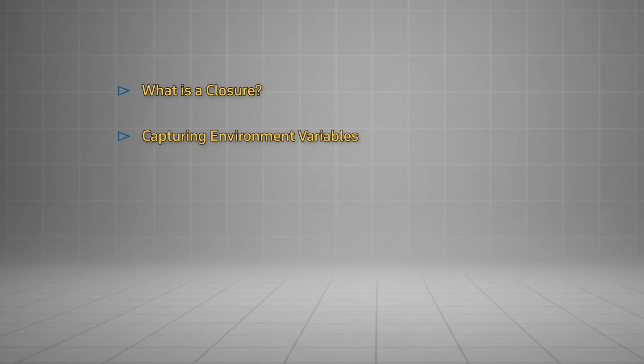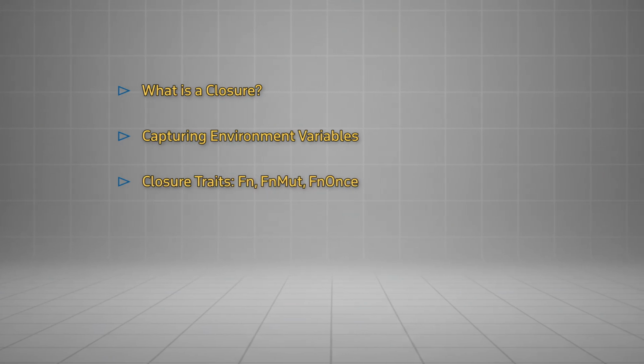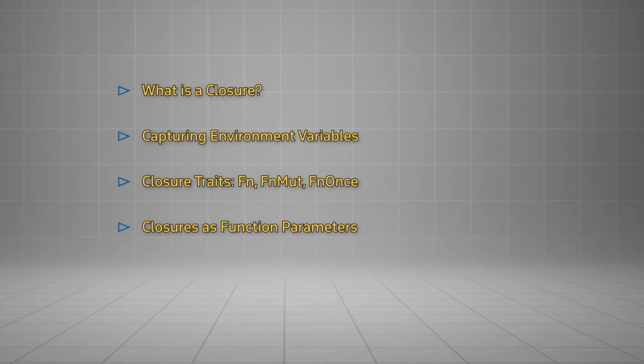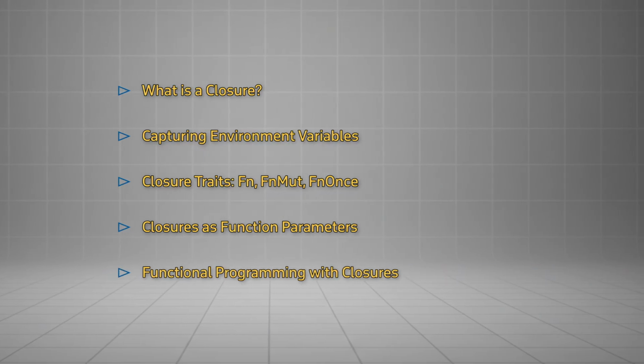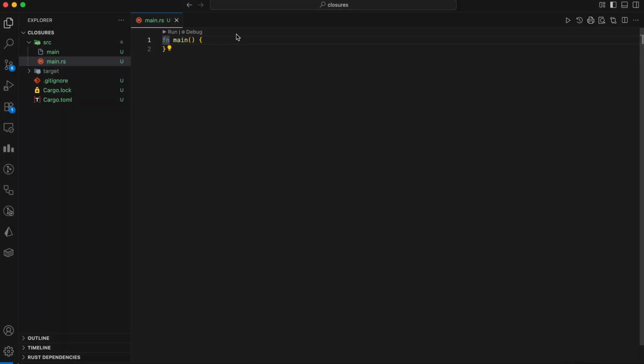Today, we'll explore what closures are, how they capture variables from their environment, the different traits they implement, Fn, FnMut, FnOnce, how to pass closures into and out of functions, and how you can use closures to write more functional style code in Rust. All right, let's jump right in and start with the basics.